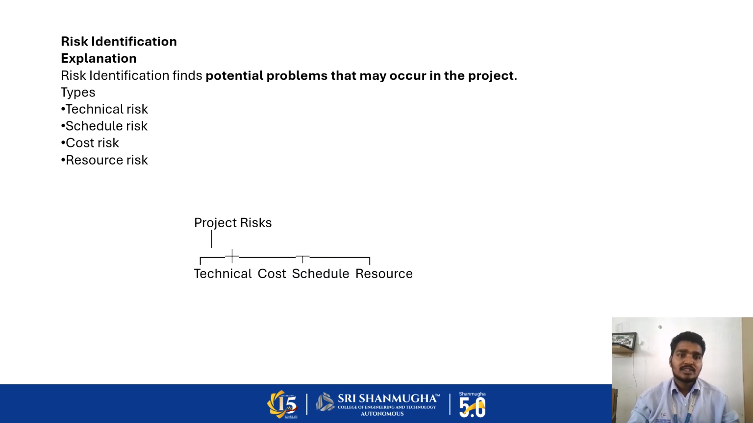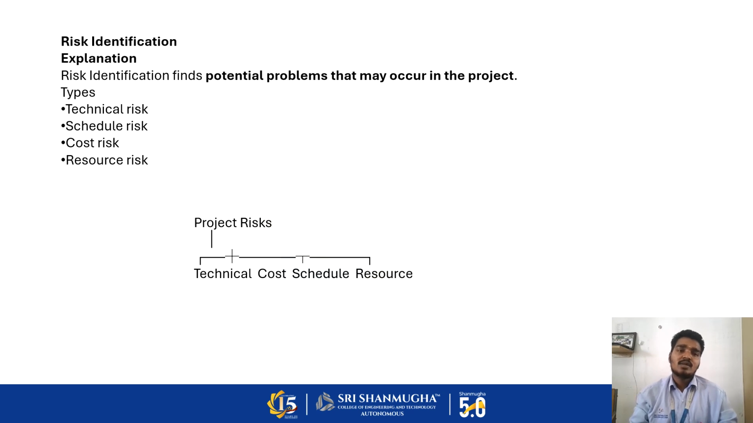Next we see risk identification and its explanation. What is risk identification? It defines the potential problems that may occur in the project. There are four types: technical risk, schedule risk, cost risk, and resource risk. What is technical risk? Technical is the developer's point of view. When the coder or developer works on a technical event, that is called technical risk.